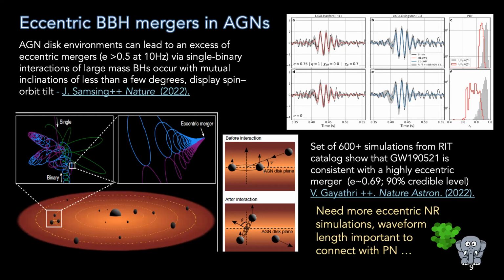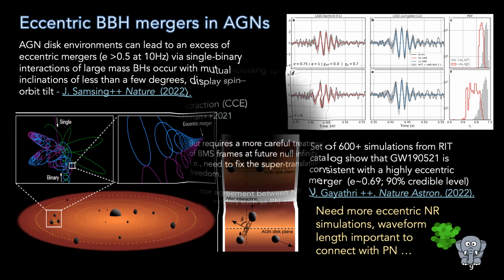There are catalogs, as I mentioned, showing those simulations. For example, here, there is a paper by Gayatri in Nature Astronomy that showed that GW190521 was fairly consistent with a highly eccentric merger at 90% credible level. So we really need to take a look at this and look at how we can model the system better.